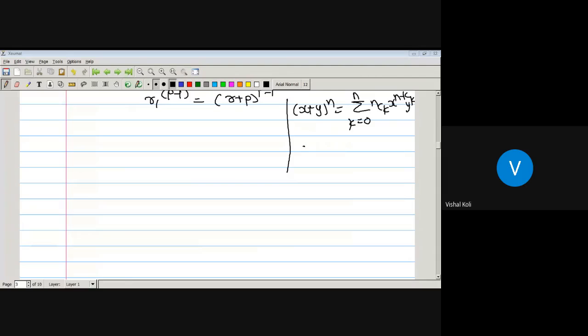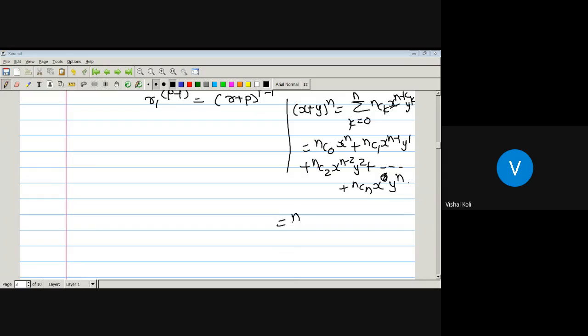That is, with k running from 0 to n, it is n c0 x to the power n minus 0, y to the power 0, since k is 0 for the first term, plus n c1 x to the power n minus 1 y to the power 1, plus the next term n c2 x to the power n minus 2 y square, plus so on. What should be the last term? The last term is n cn x to the power n minus n, which is 0, y to the power n. So finally it is n c0.